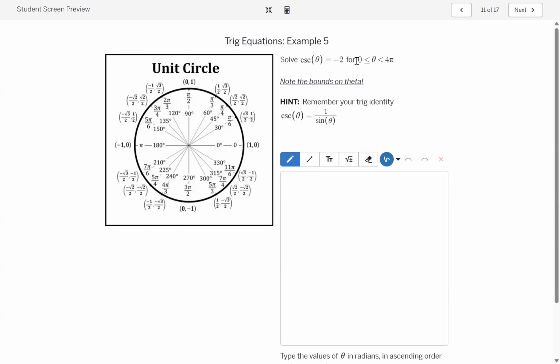All right, now this one does something silly. They say, put theta between 0 and 4 pi. Okay, sure. But they're giving us the weird little equation cosecant of theta equals negative 2. Well, my unit circle doesn't have cosecant, but I do know that cosecant is 1 over sine. So I'm going to trade that out.